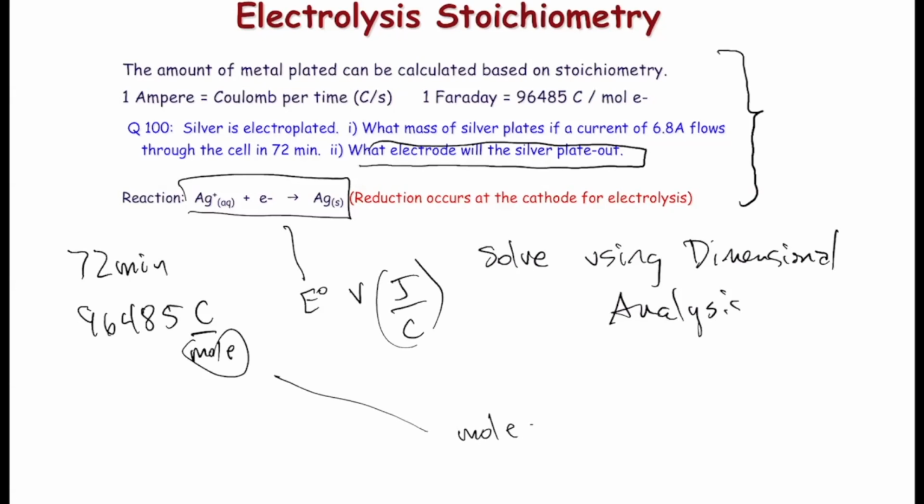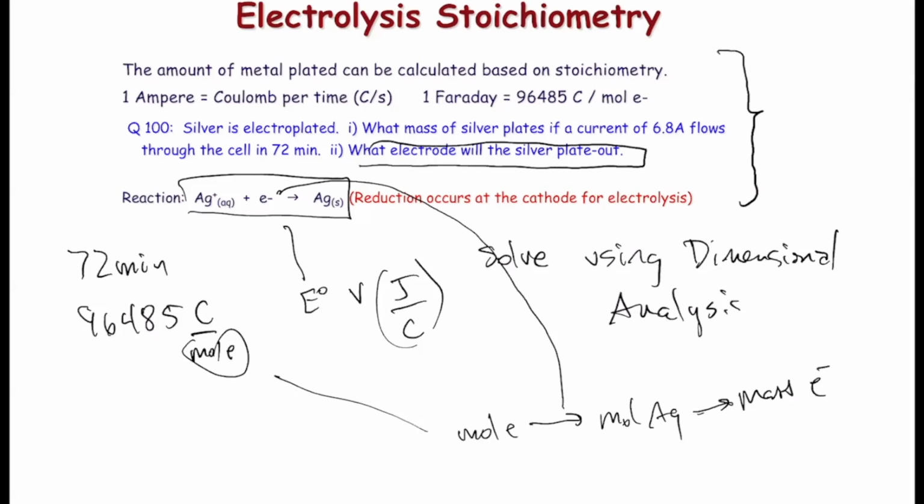And then the moles of electrons is related to the moles of silver, which will give you the mass of silver. So that'll be your homework, okay, for next time. And then we'll talk about this at the beginning of next time, and then we'll go to coordination chemistry.